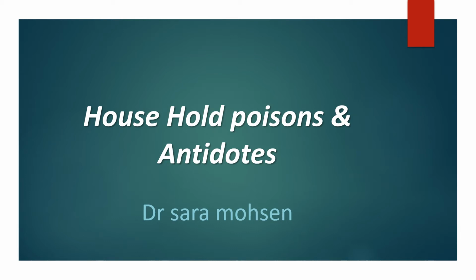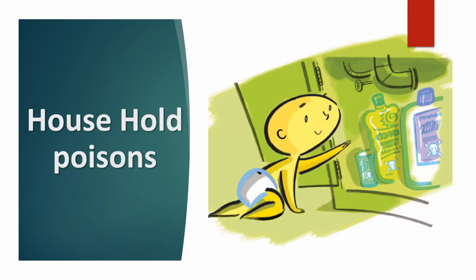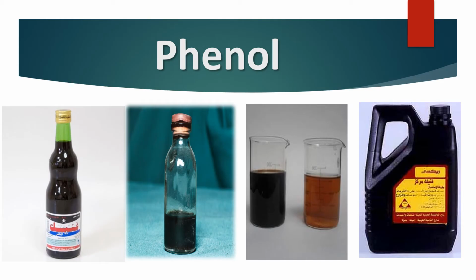Today we will discuss household poisons and antidotes. Household poisons are poisons which are present in our home. The first one we will discuss is phenol. For each poison, we must know how it works and whether it has an antidote. Okay? So the first one is phenol.